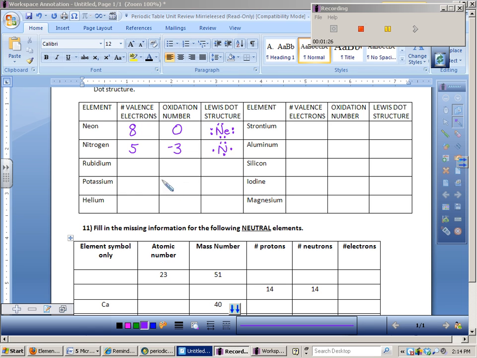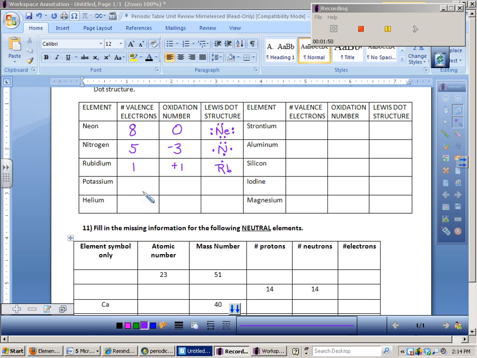Rubidium's next. When you go to the top of his column, you discover that rubidium has 1 valence electron. The rule of thumb is if you have less than 4, you give away your valence electron. If I subtract 1 negative, I end up with a +1. Lewis dot would be Rb with a single dot.